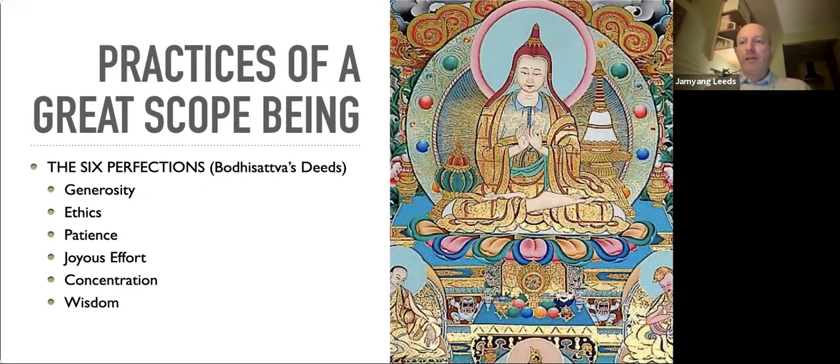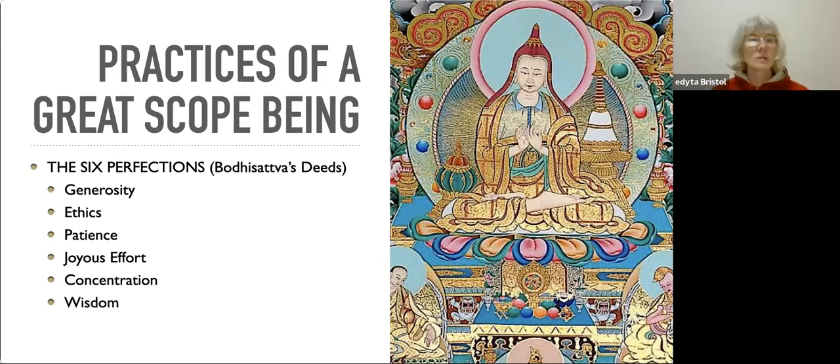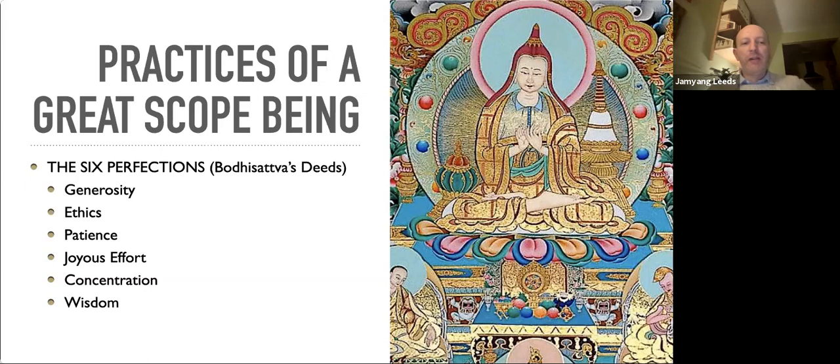What are the practices then? Once you've generated it, how you actually do it is you engage in what's called the Bodhisattva's Deeds, the Bodhisattva's practices of the 6 perfections. They are generosity, ethics, patience, joyous effort, concentration, and wisdom. You may notice that some of them are the same as the 3 higher trainings, right? Which are the 3 the same? Ethics, concentration, and wisdom. Right. So this is a superior level of those: ethics, concentration, and wisdom.